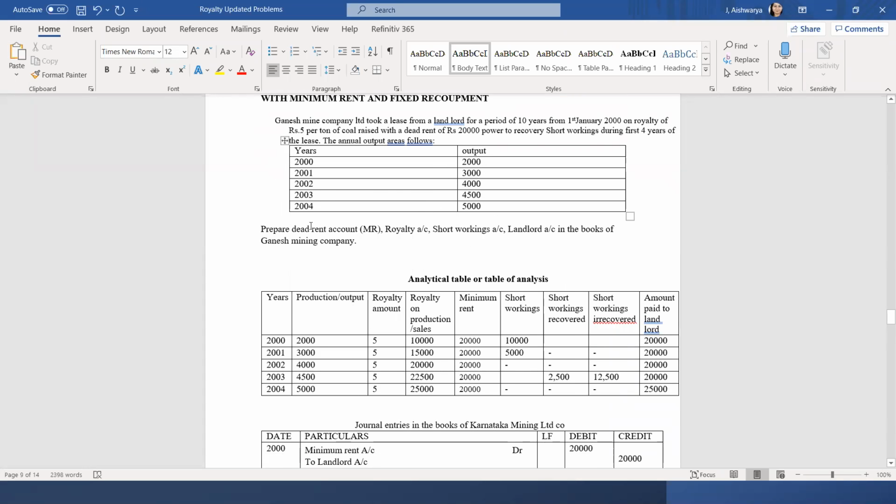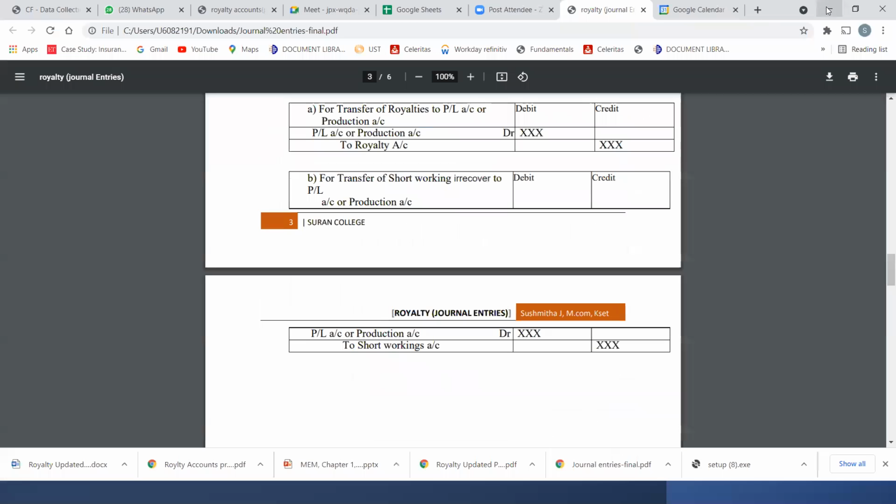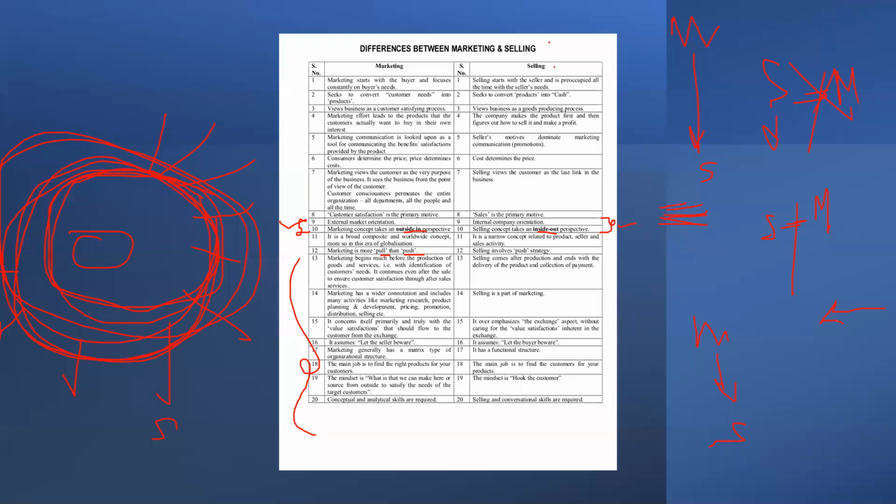Okay, so now we'll go to prepare the dead rent. We're going to prepare the dead rent. One second. Give me a second.